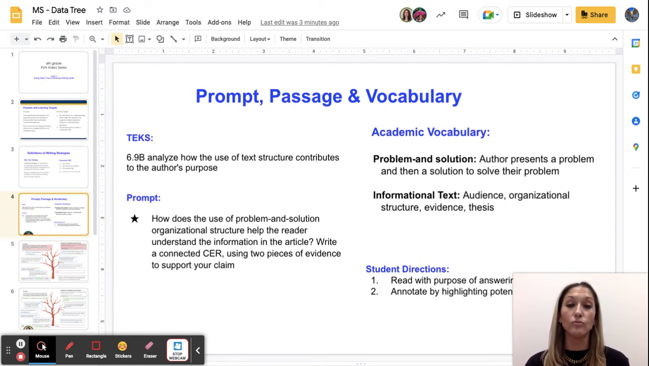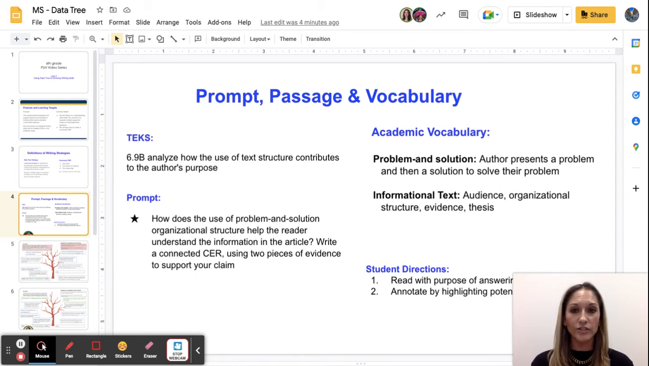So we're asking them to read the prompts that they're given first so that when they are reading, they know what they're annotating for, they know what they're highlighting for. Our prompt today is for 6th grade. How does the use of problem and solution organizational structure help the reader understand the information in the article? Write a connected CER using two pieces of evidence to support your claim. Again, we were asking students to go find that question first so they would know what they're annotating for as they are going through the text and annotating.